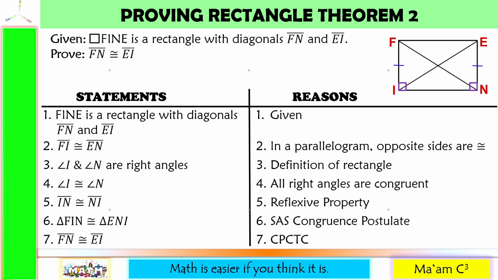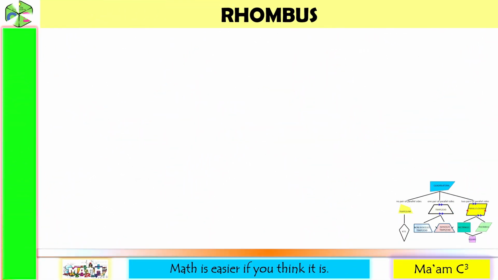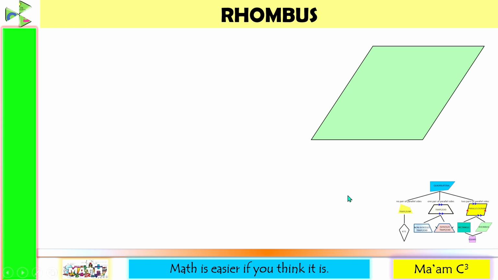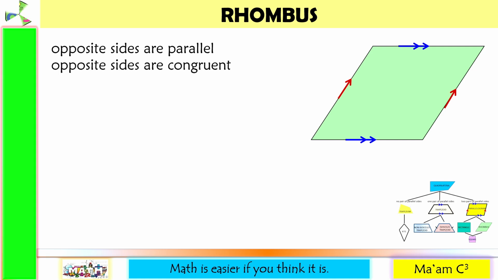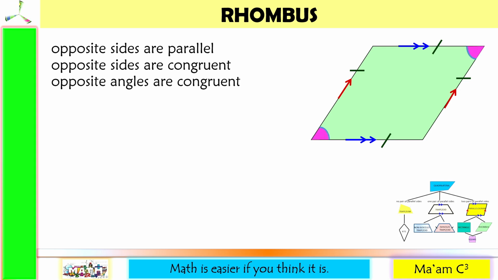This time we're going to talk about rhombus. So before proving, let us recall the properties of a rhombus. Since this is also a parallelogram, then the properties of a parallelogram are also properties of a rhombus. And those are, first, opposite sides are parallel. So these two sides and these two sides. Next one, opposite sides are congruent. These two are congruent. These two are congruent. Next one, opposite angles are congruent. These opposite angles are congruent. These opposite angles are congruent.